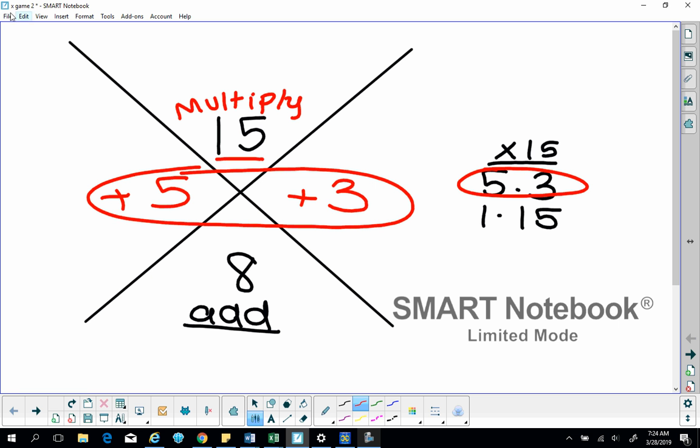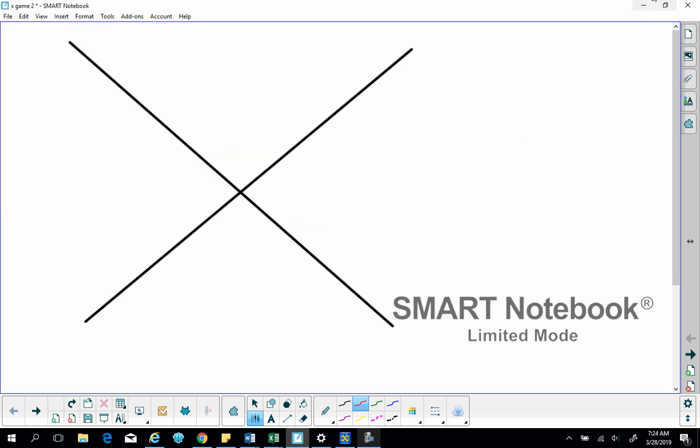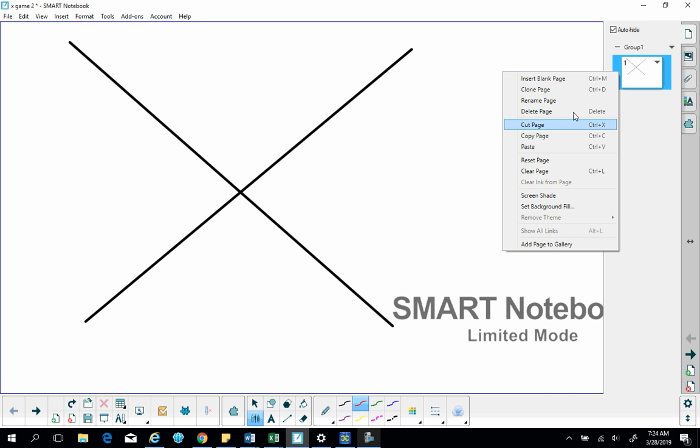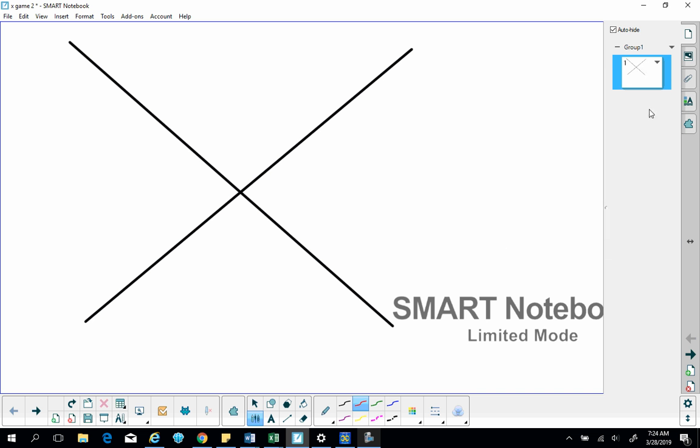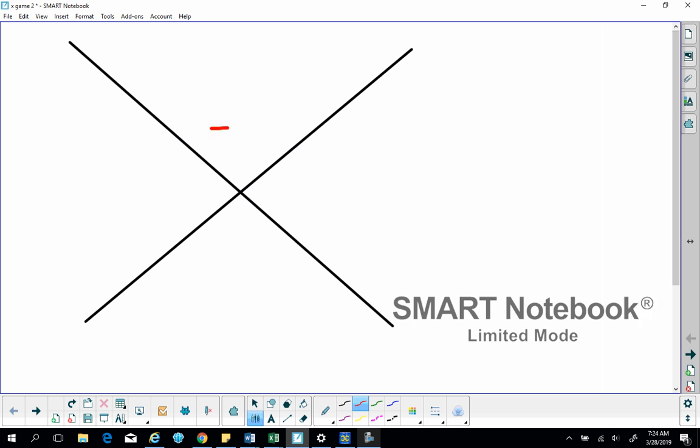So I'm going to clear that screen. Let me clone this a couple times. Okay, next one. Next one is, let's go to a negative one. So let's go to number 4. So it says -8 and 2.